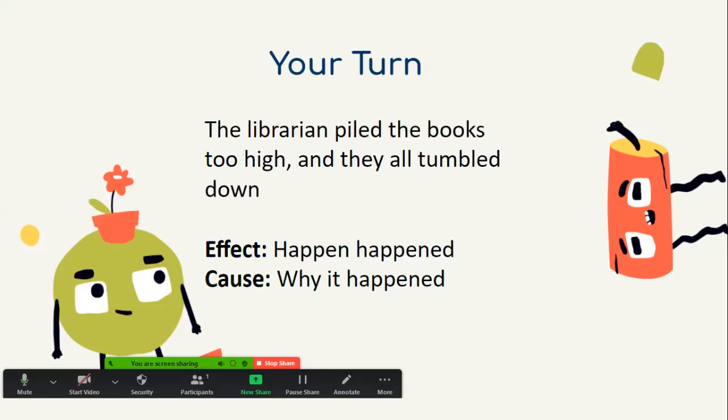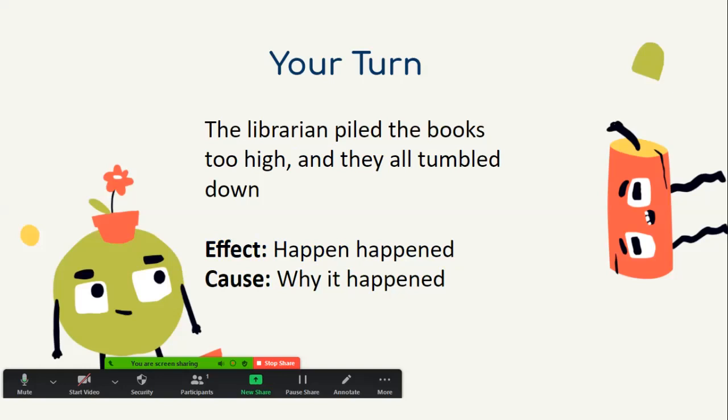Let's try another one. The librarian piled the books too high and they all tumbled down. Can you find the effect? What happened? And the cause? Why it happened? Pause the video and see if you can get the answer.